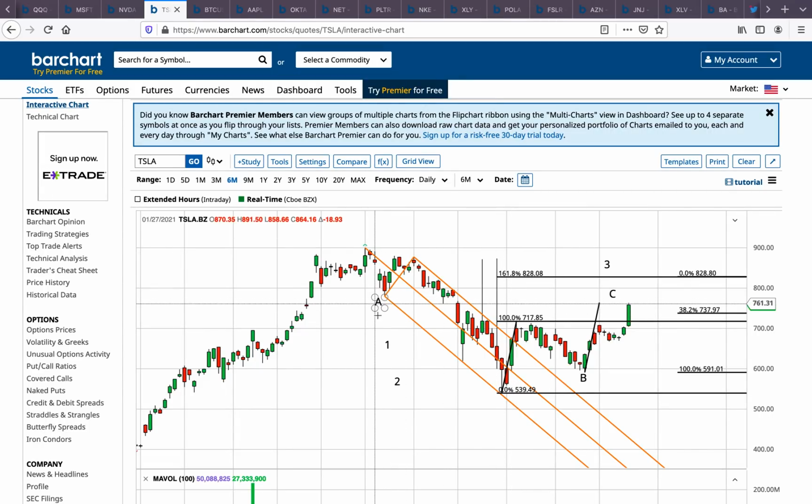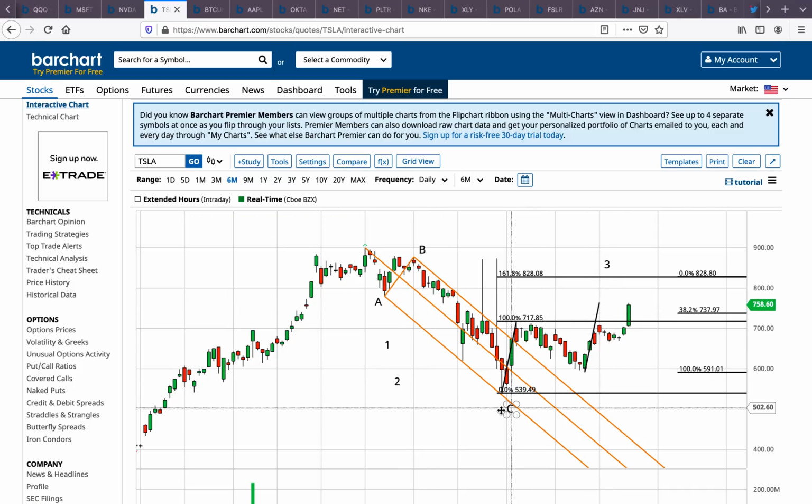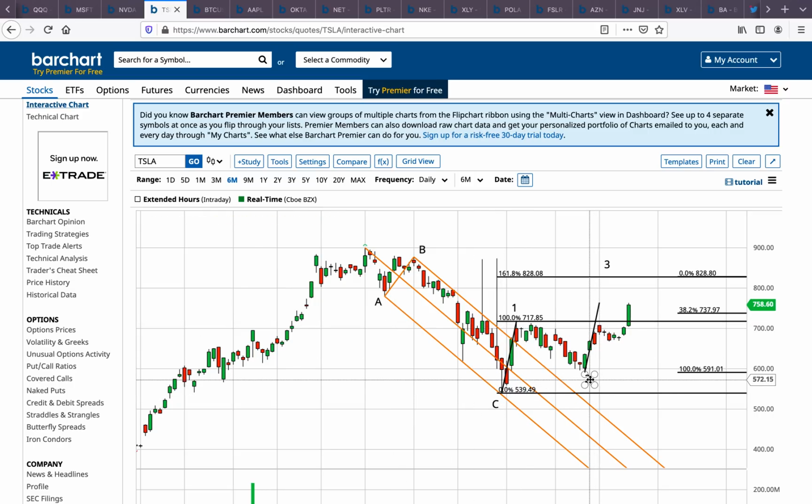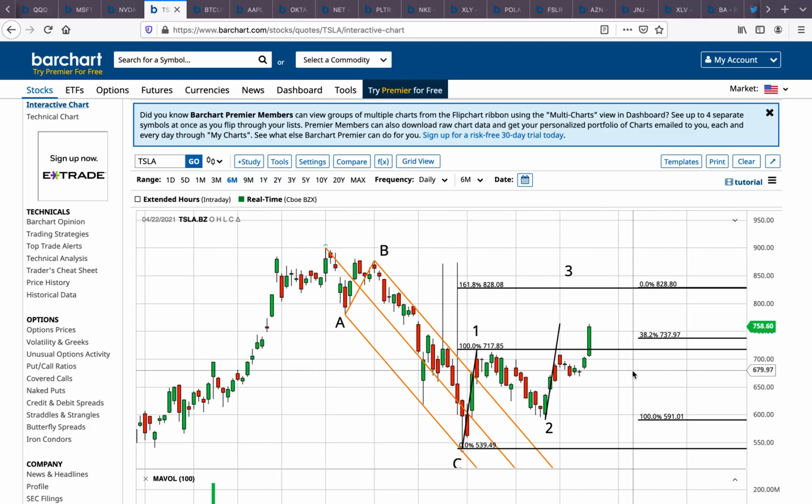What it really looks like for Tesla is that that is not a wave A, that is not a wave B, and that is not a wave C. What this really is for Tesla is a wave 1 from this low. This is the wave 2 correction, and then we're going to know for sure that this is a wave 3 in progress once Tesla passes 828. Okay?